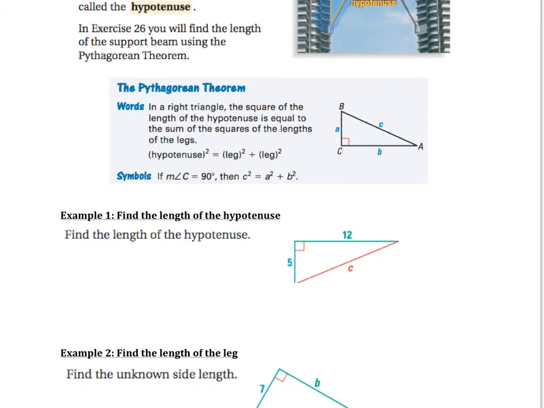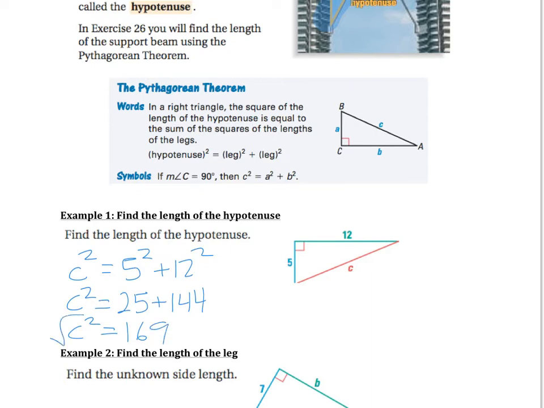So the Pythagorean theorem is the square of the hypotenuse equals the sum of the squares of the two legs. Looking at the first example, you can see that we're trying to find the hypotenuse. So c squared equals 5 squared plus 12 squared. 5 squared is 25. 12 squared is 144. c squared equals 169. Then to undo something being squared, take the square root. So c equals 13.